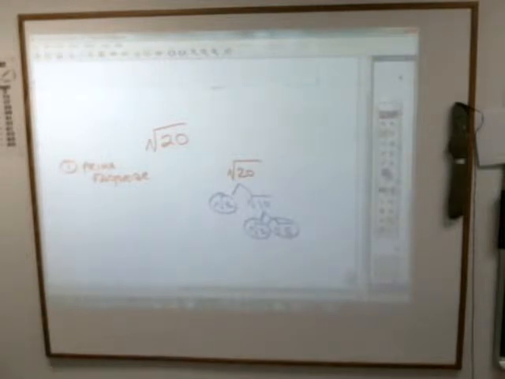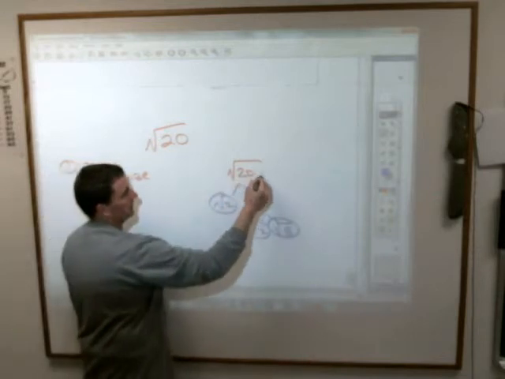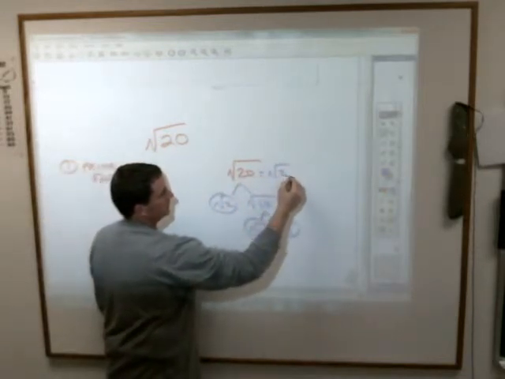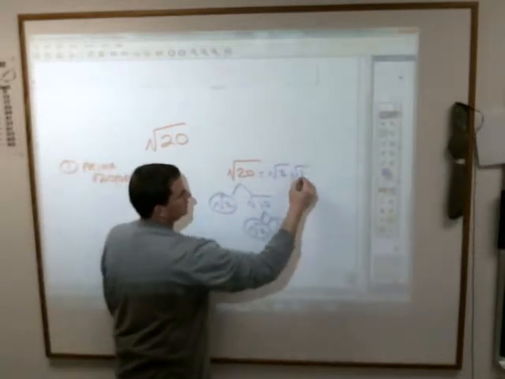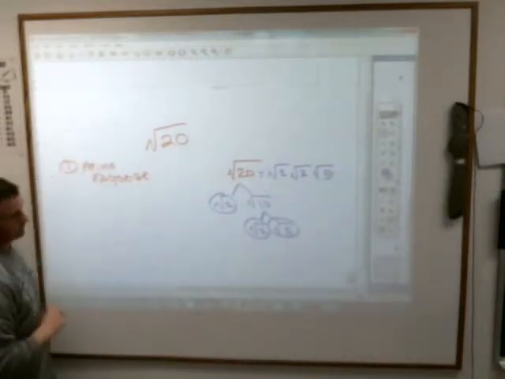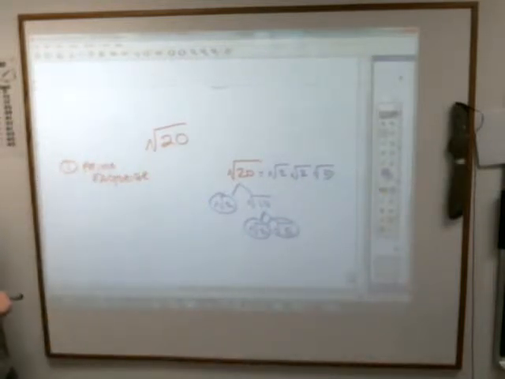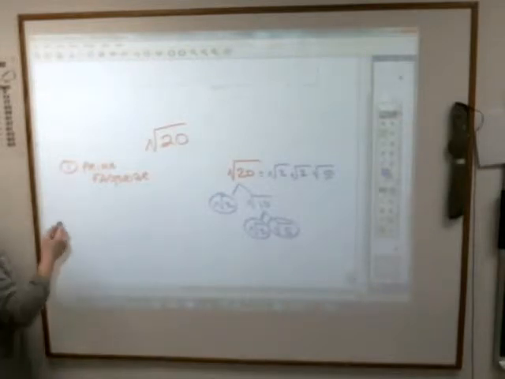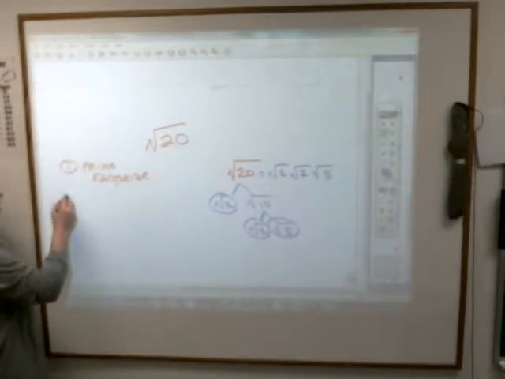I just prime factorize it like it was a normal number. So I ended up with the square root of 2 times the square root of 2 times the square root of 5. Kendall, can we do the square root of 2 to the second power? No. Don't do it because it's not really going to help you for what we're going to do here.